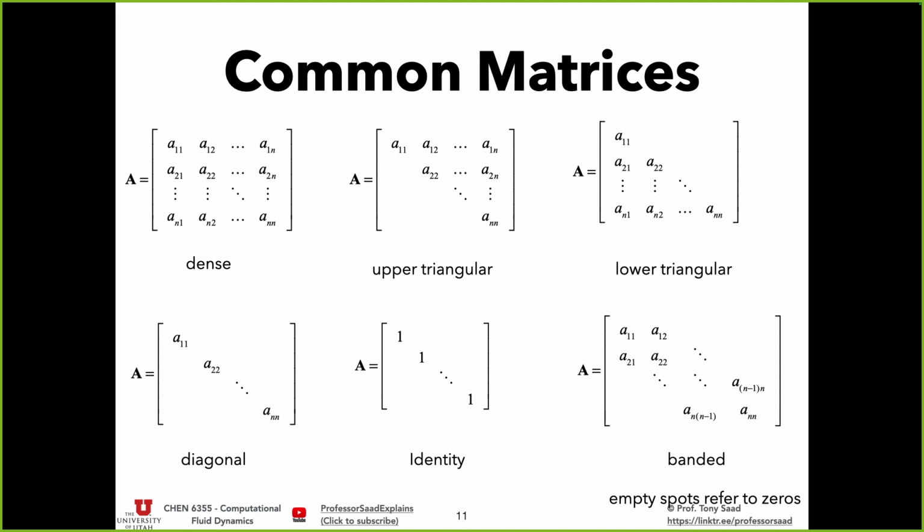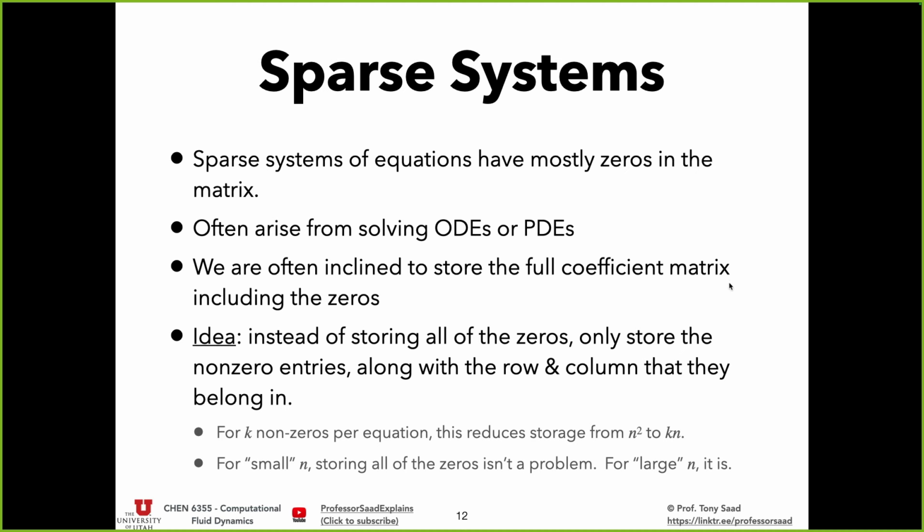Now, given that, you will observe that in reality, in practice, for many cases we deal with in computational fluid dynamics, we deal with sparse systems of equations. So what is sparsity? It's anywhere where the number of zeros in the matrix dominates the matrix. We're going to define that more accurately in the next slide. And so these sparse systems have most zeros in the matrix.